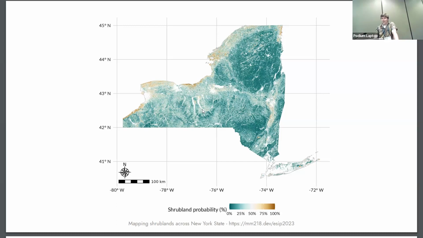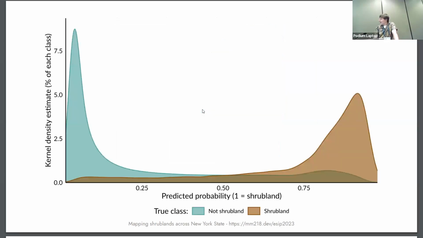And when we started looking into actual accuracy, we were also seeing pretty good patterns here. So these distributions, the blue is non-shrubland pixels, the brown is shrubland pixels. And as you can see, we're getting really good class separation. Generally speaking, areas that are shrubland get high probabilities, areas that aren't get low ones. The AUC for this model winds up being something like 0.9, which means it's doing a pretty good job at actually classifying these pixels.